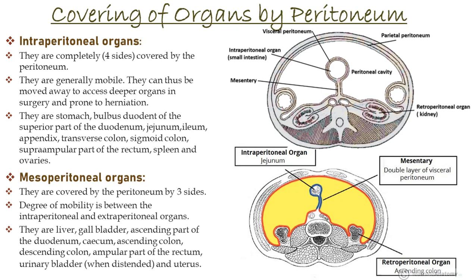Mesoperitoneal organs. They are covered by peritoneum on three sides. Their degree of mobility is between the intraperitoneal and extraperitoneal organs. They are the liver, gallbladder, ascending part of the duodenum, cecum, ascending colon, descending colon, ampullary part of the rectum, urinary bladder, and uterus.